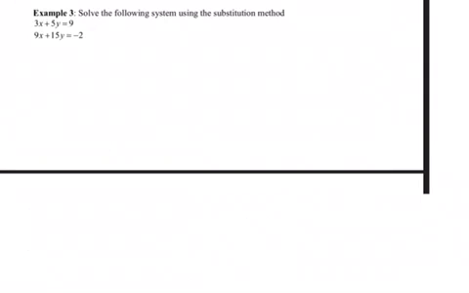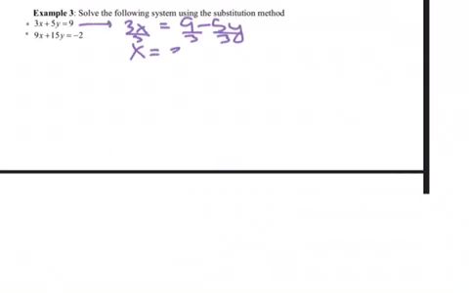Let's look at the third example. So neither of these has a variable that is just by itself, so we need to pick and solve for one of the variables. I'm just going to go ahead and take the top one and solve it for x. So I'm going to take away the 5y from both sides, so I have 9 minus 5y, and then divide both sides by 3.